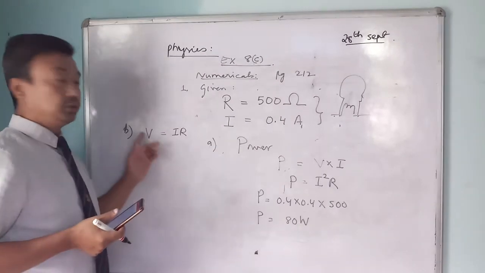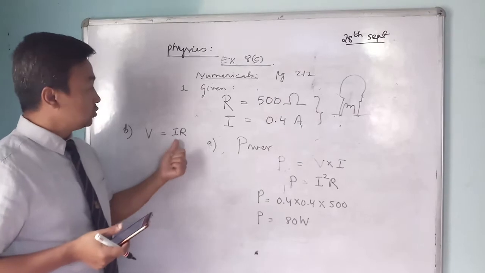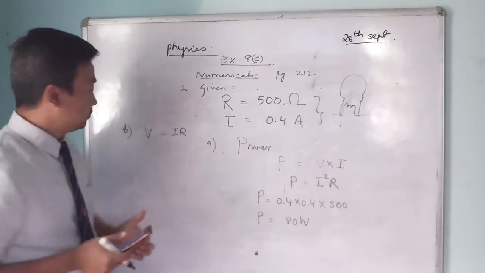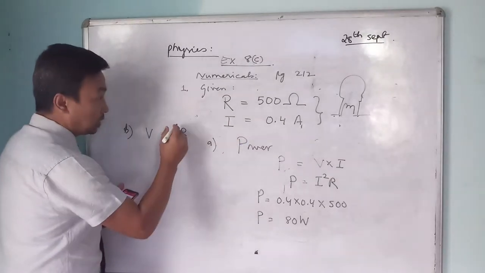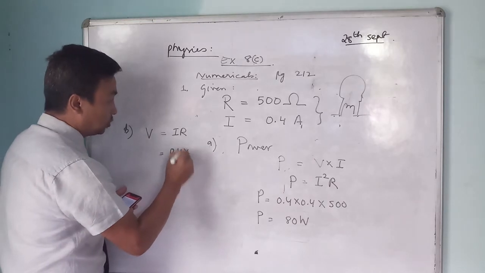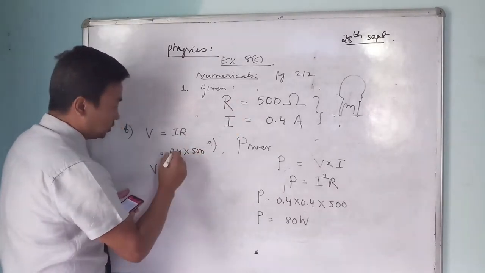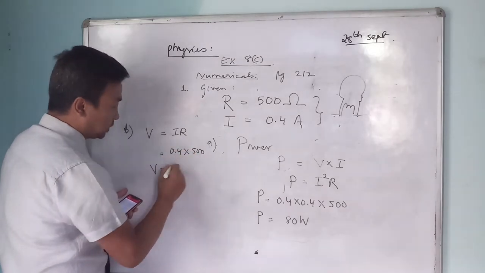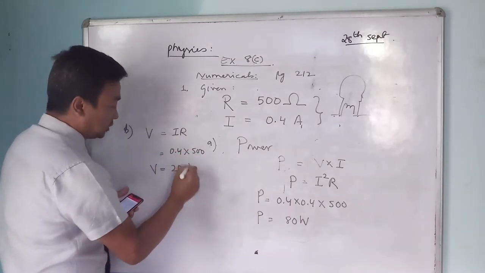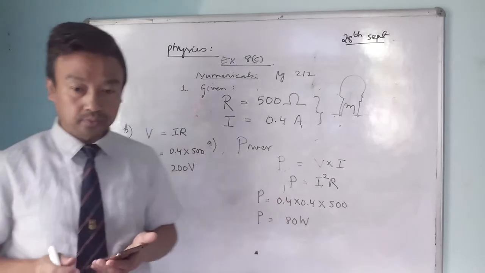From Ohm's law, we know that V is equal to I into R. Because I and R both are given to you, it is quite simple. I is given as 0.4 and the resistance is given as 500 ohm. So therefore the potential difference, 4 5s are 20, I think it will be 200 volt.